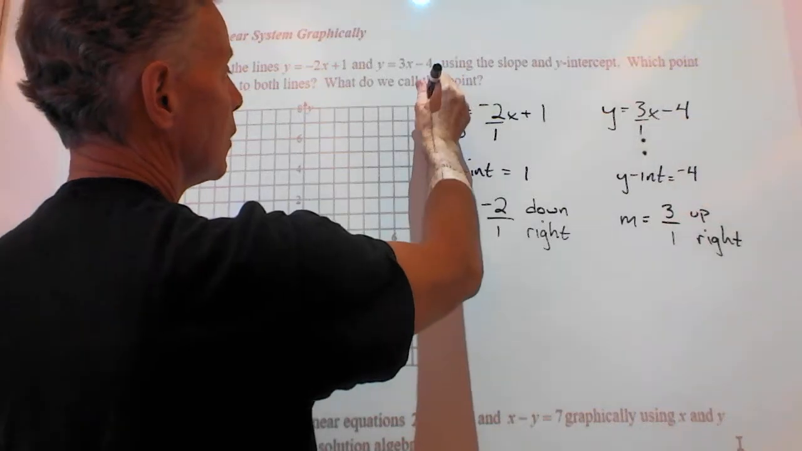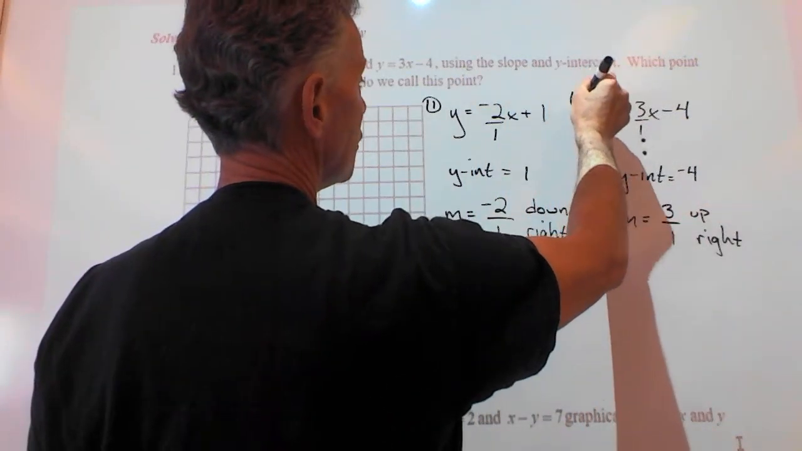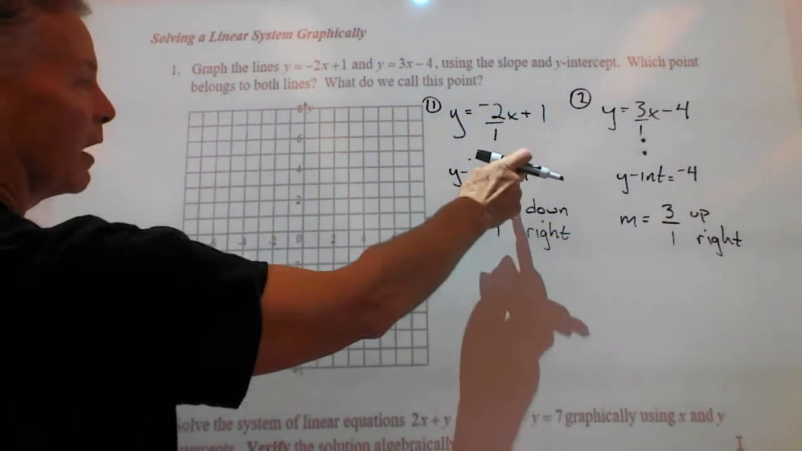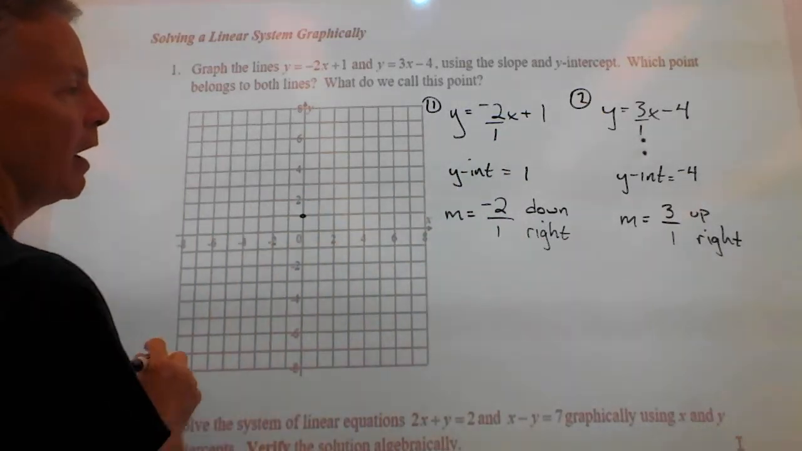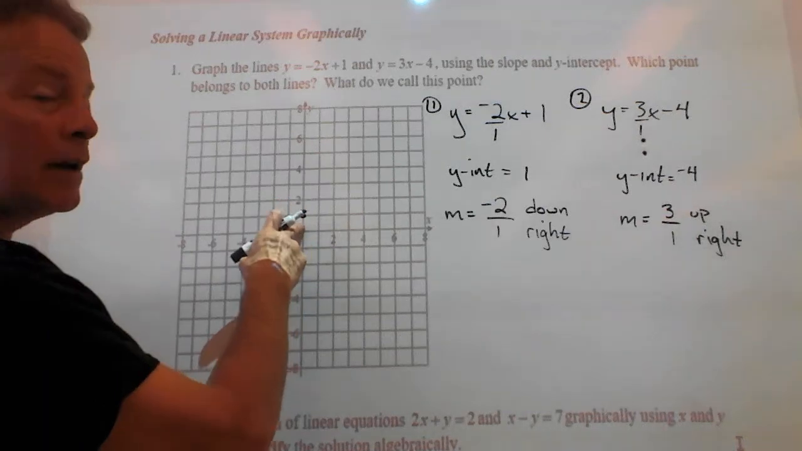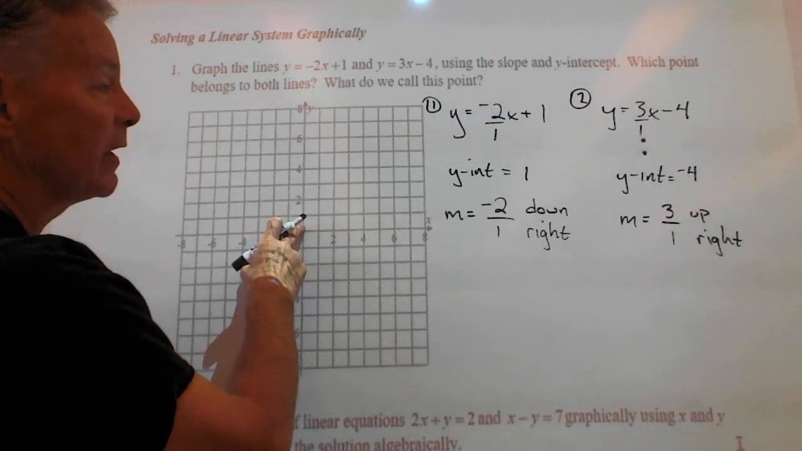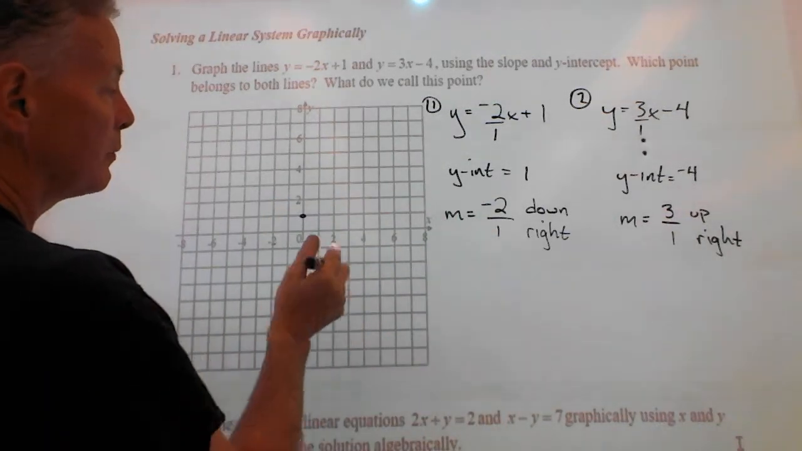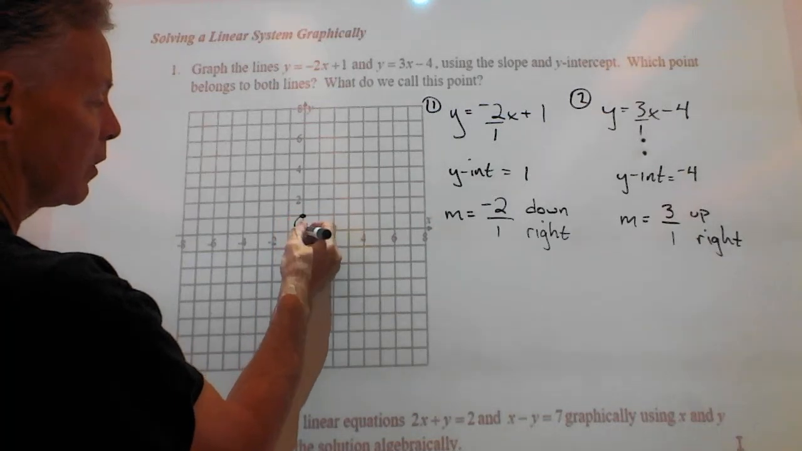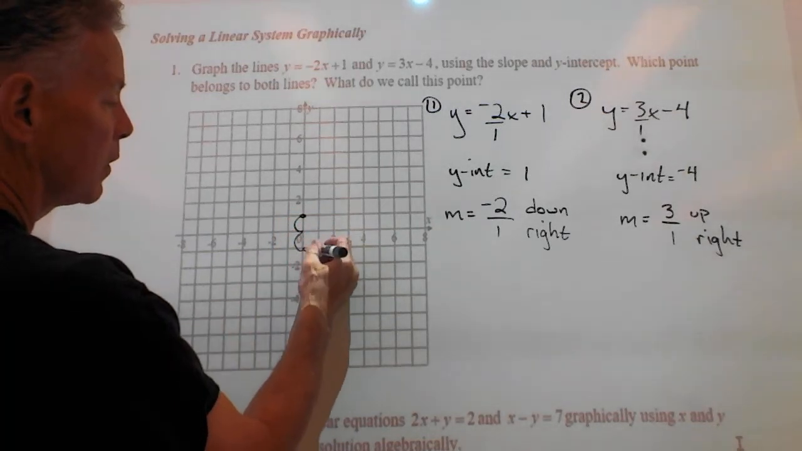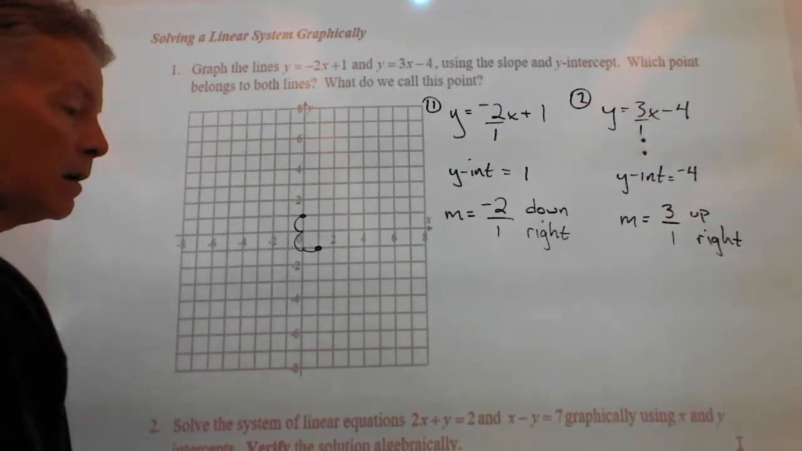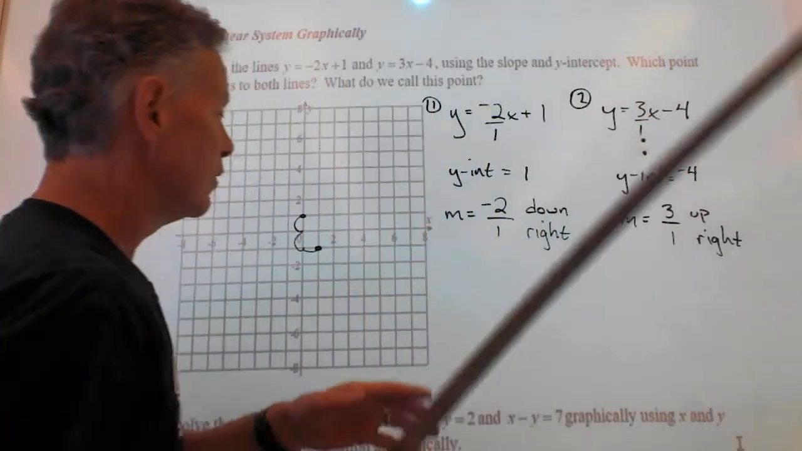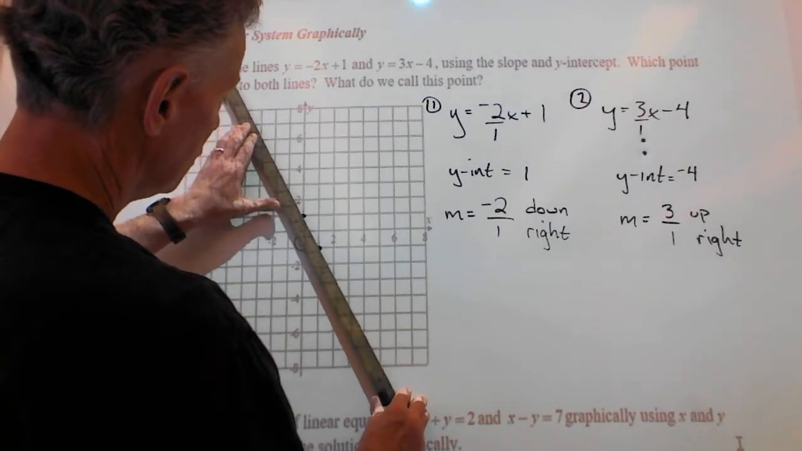We'll call this line 1 and this line 2. So for line 1, we have a y-intercept at 1, right here. And our slope tells us from any known point to get to another point, we simply have to go down 2. That's 1, 2, and right 1. That brings us to our second point. And then, using our ruler, we simply join them up.